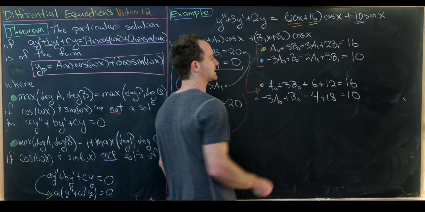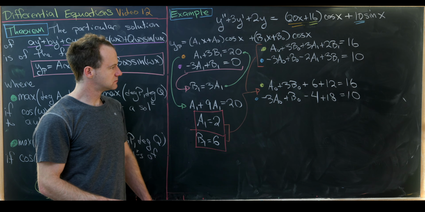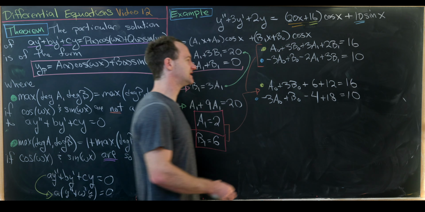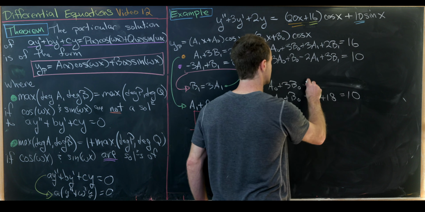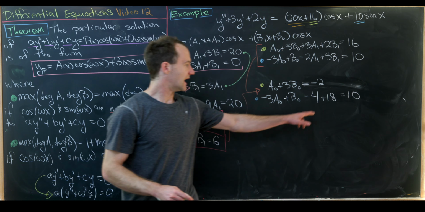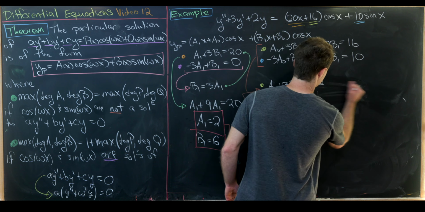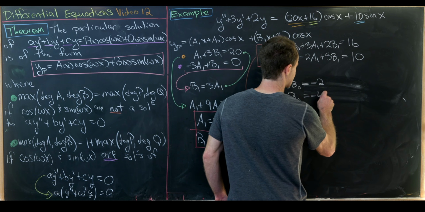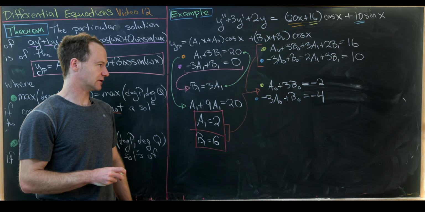But now we can simplify this quite a bit. So notice 6 plus 12 is 18. We can move that over and we get all of this is equal to -2. Great. And then 18 minus 4 is 14. We can move that over and we'll get -4. So that gives us a simpler set of equations to solve. Well, really, it's the same set of equations.